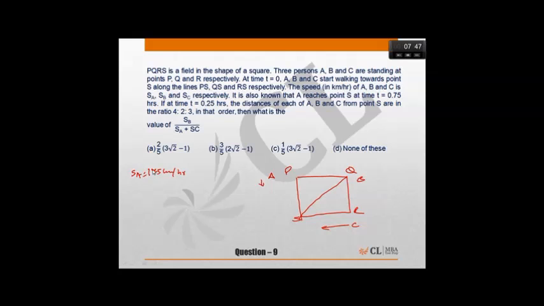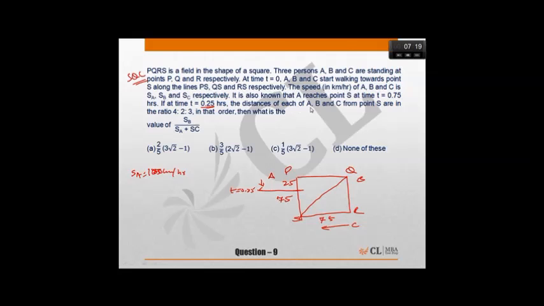Sorry, A to be 100 kilometers per hour. So in 0.75 hours he'll cover 75 kilometers. So this becomes 75, this becomes 75. I am again applying what is commonly known as SQC. At time t equal to 0.25 hours, A would have covered 25 kilometers.